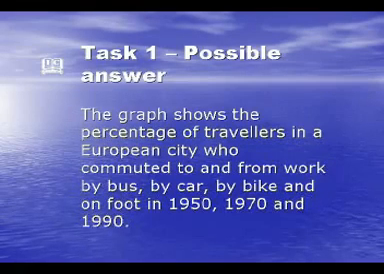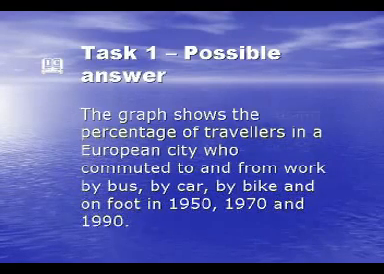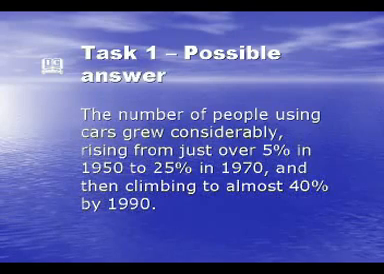Here is one possible answer for this task 1. The graph shows the percentage of travellers in a European city who commuted to and from work by bus, by car, by bike and on foot in 1950, 1970 and 1990. The number of people using cars grew considerably, rising from just over 5% in 1950 to 25% in 1970, and then climbing to almost 40% by 1990.